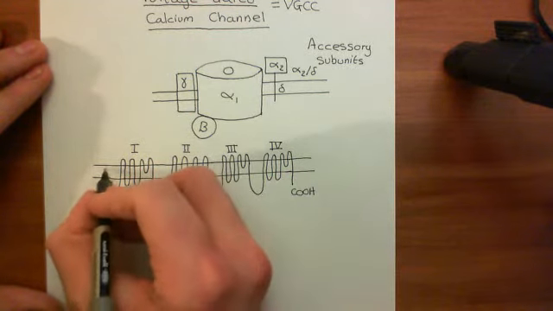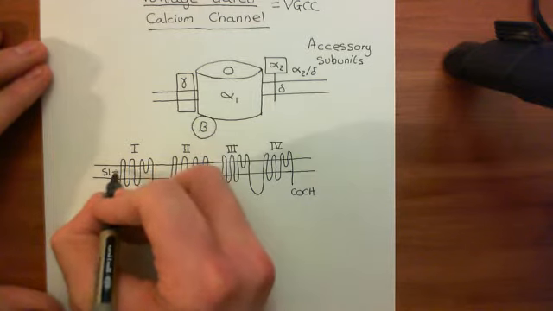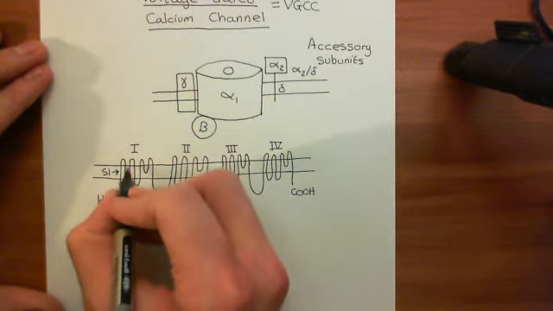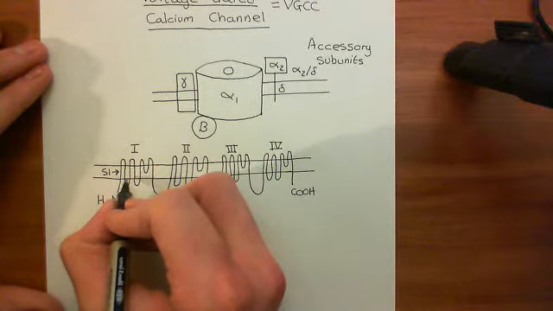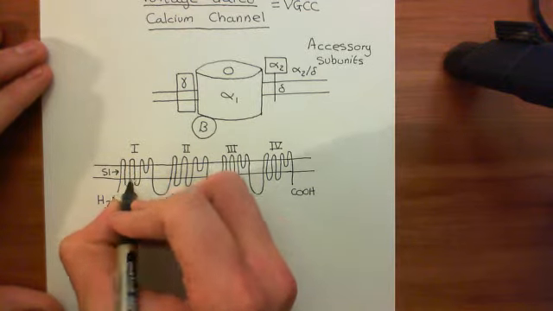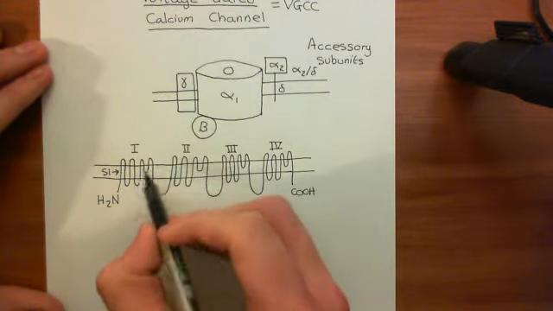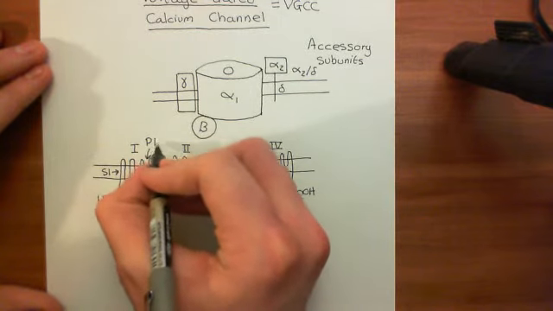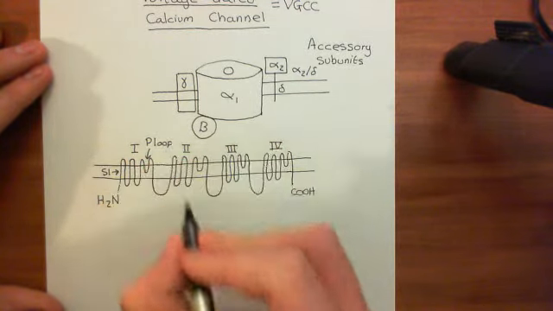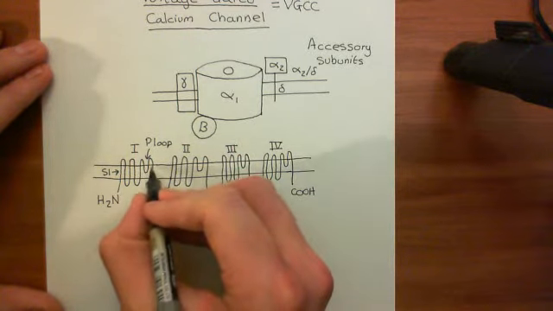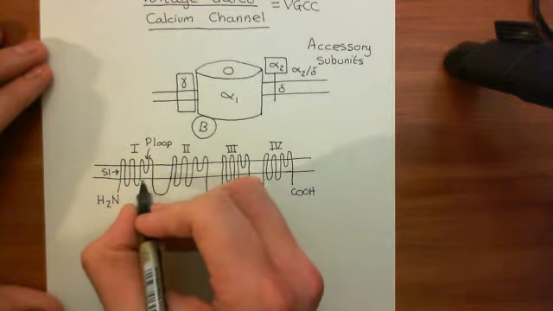So the first membrane spanning alpha helix is called S1. The second membrane spanning alpha helix is called S2. The third is called S3. The fourth is called S4. The fifth is called S5. Then you have this P loop in here, which is this loop that doesn't quite make it through the membrane. Then you have this 6th membrane spanning alpha helix, which is called S6.